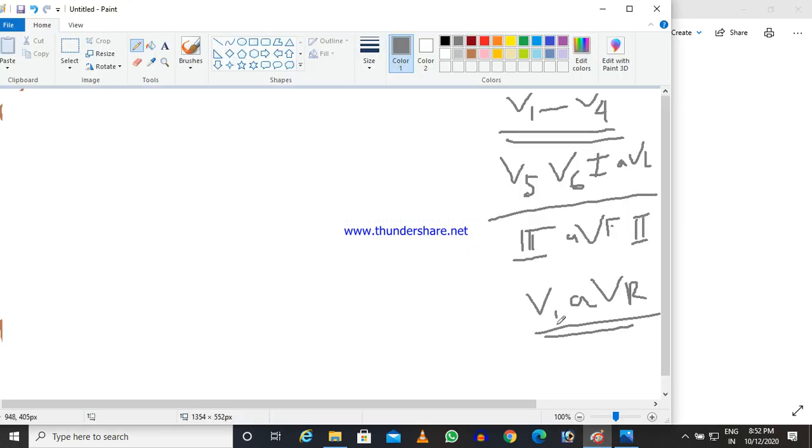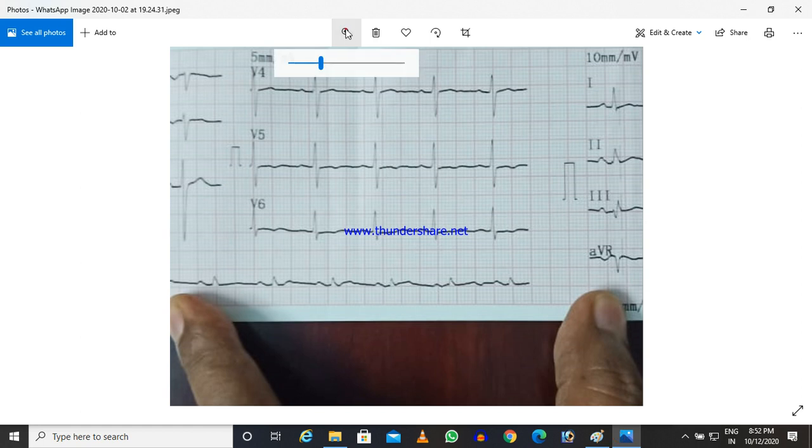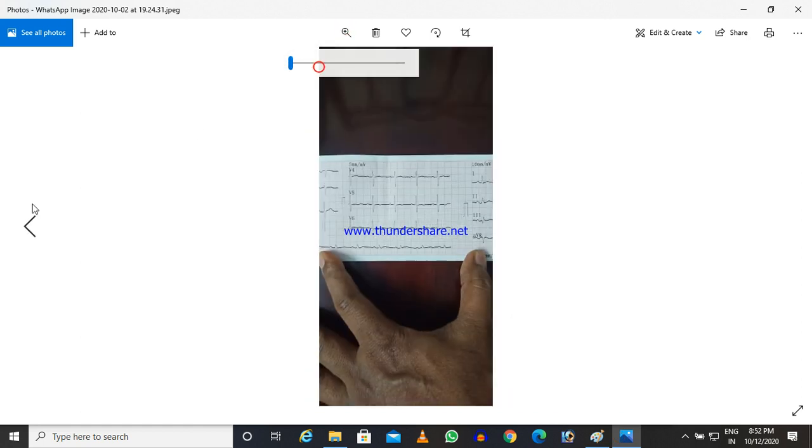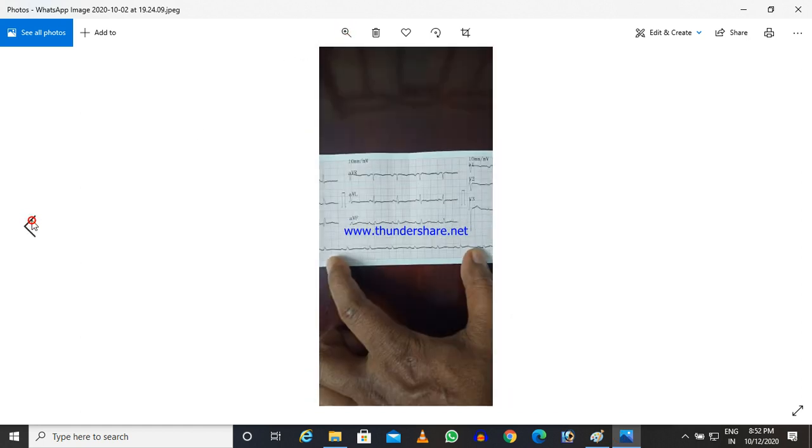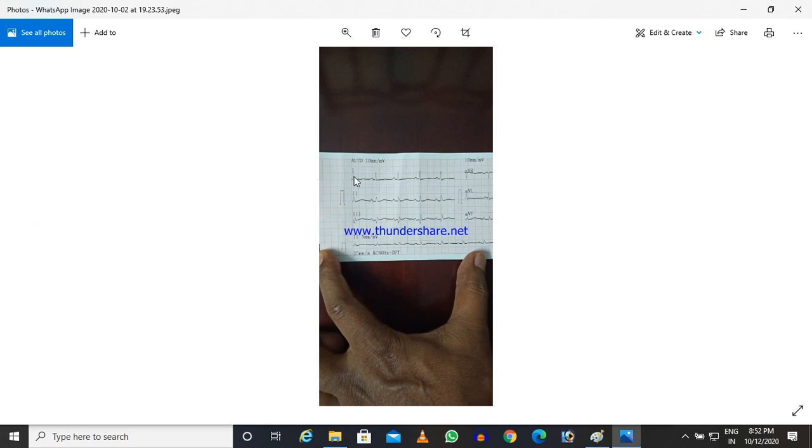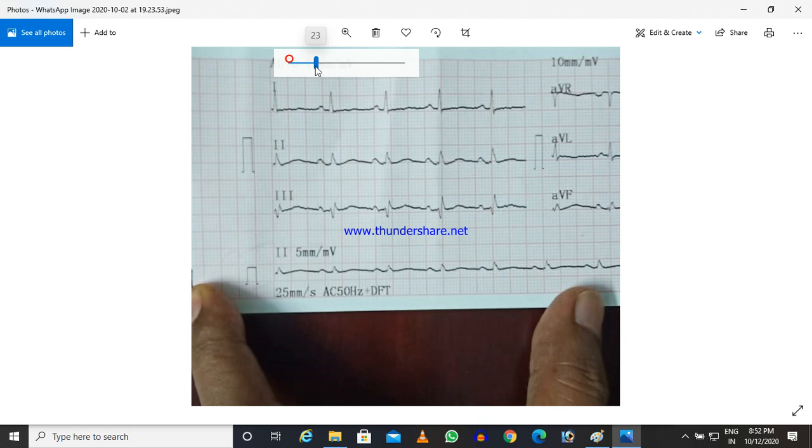So now let us see whether they are contiguous leads or not. What I told, you see, V5, V6, AVL and 1, those are the contiguous leads. Okay, let us see lead 1. You see, this is lead 1. Here also the T wave is flat in nature. What does it mean?